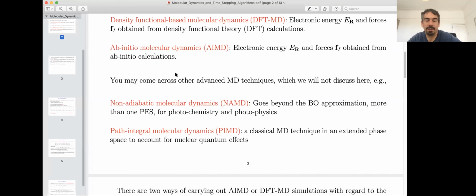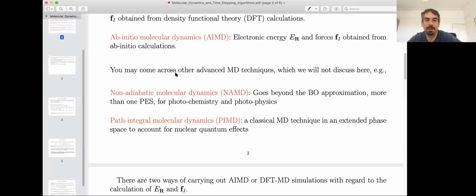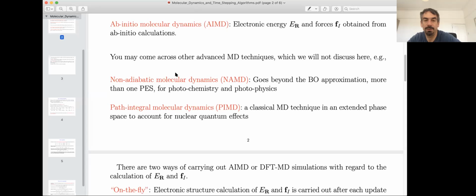So these are the things that I very briefly mentioned. Other types of molecular dynamics include non-adiabatic molecular dynamics, where you have more than one potential energy surface, going beyond the Born-Oppenheimer approximation, and path integral molecular dynamics, where you include nuclear quantum effects.